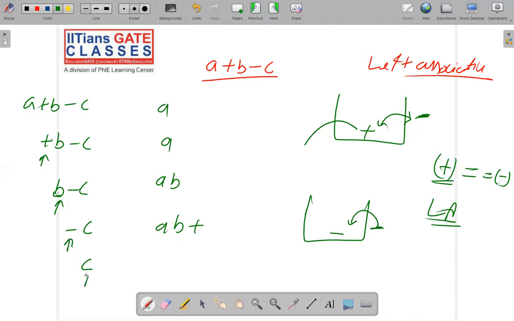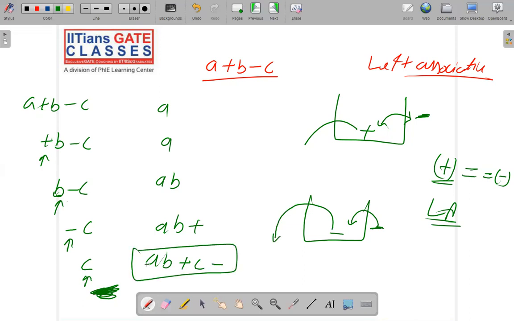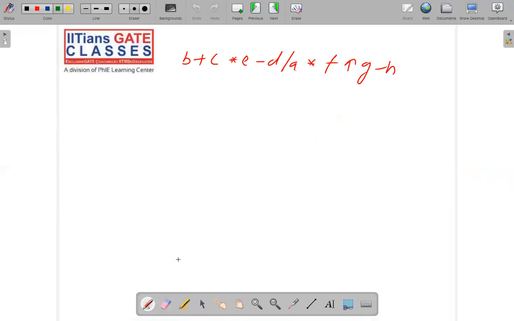And our expression is left with C only. The output is A, B, plus. So we print C. Now there is nothing in the expression, so we spill the whole stack like this. Here it is minus. This is our postfix expression. Now let's do one more, a complicated postfix expression. This one will clear all of your doubt.